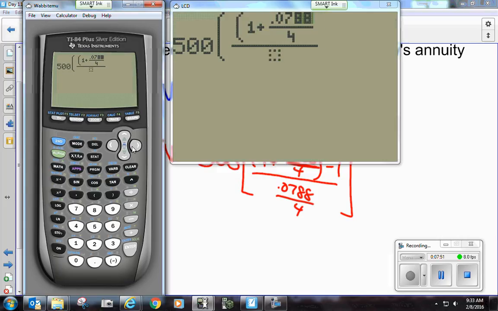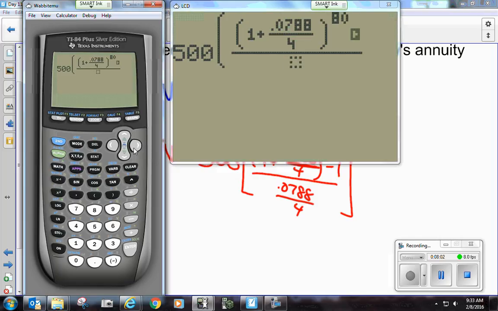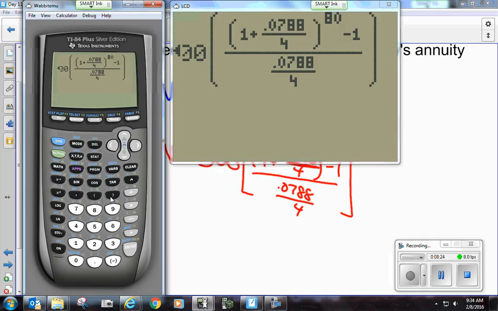Why am I putting it in parentheses? Yeah, I got to put it to the exponent of 80. So I need to put my exponent 80 on top. Don't put the minus 1 with the exponent. Minus 1. Now I got to go all the way to the bottom, and it's over another fraction. So I'm going to do another fraction. There's my 0.0788 over 4. Go all the way to the end here, and I close that out. That might seem like a lot to type in, but let the calculator do it. What did some of you have as an answer?